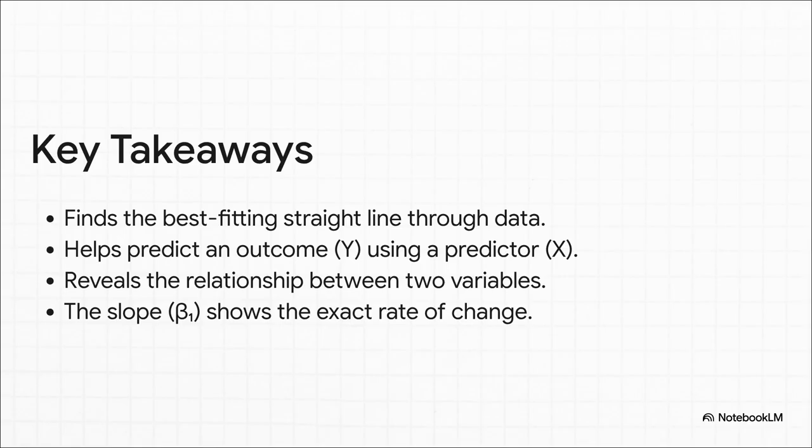It lets us use one thing we know, our x, to predict something we don't know, our y. But most importantly, it doesn't just say, hey, these two things are related. It shows us how they're related, with the slope telling us the exact rate of change. It literally turns a hunch into a number.